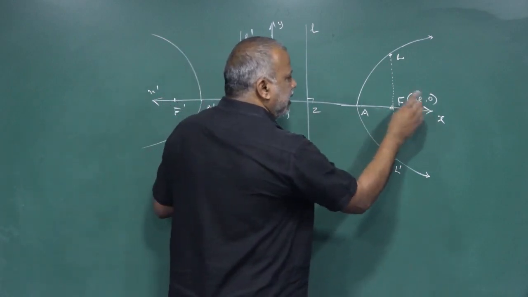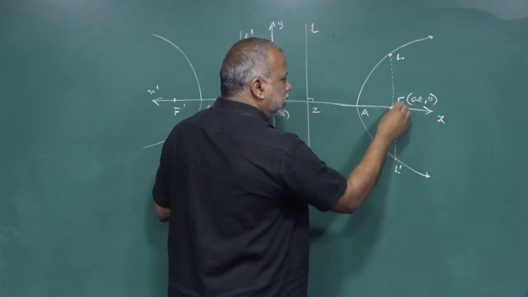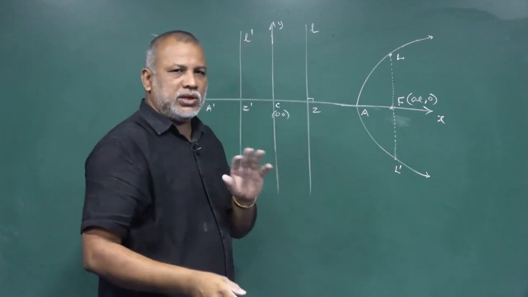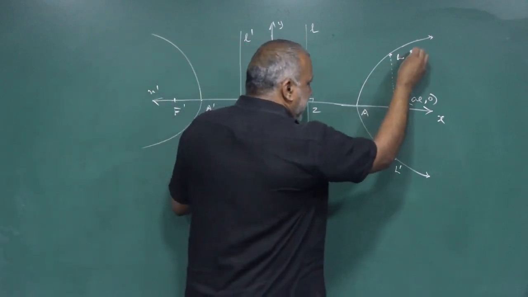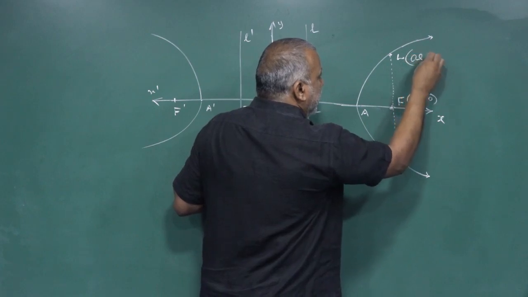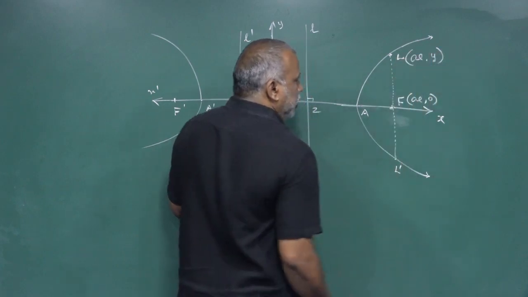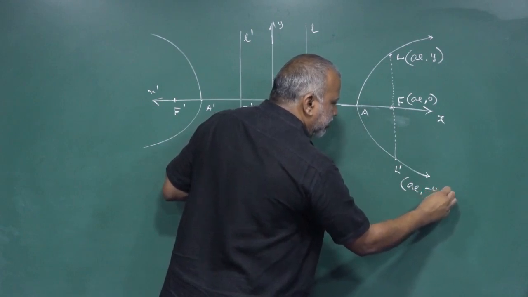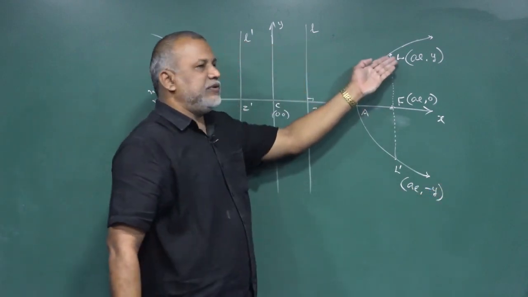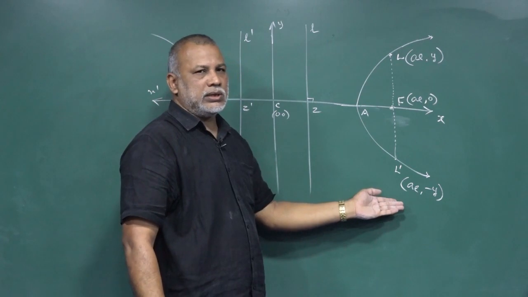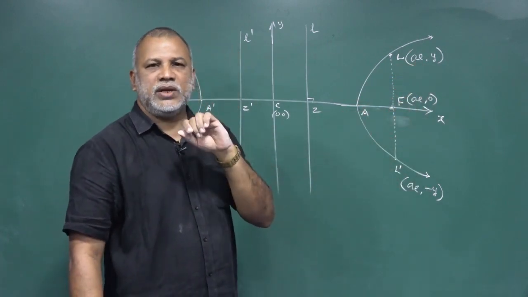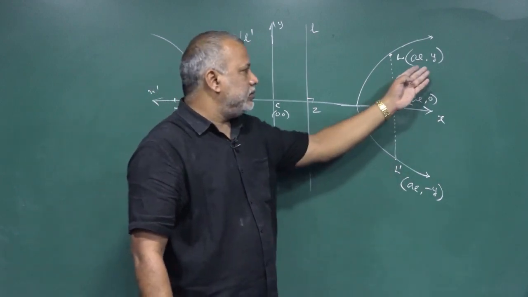Now F is (AE, 0). We already know this focus of the hyperbola as well as the ellipse. Both are (AE, 0) only. This L must be (AE, y), the y value is unknown. This L dash must be (AE, minus y). It lies in the first quadrant, and the other in the fourth quadrant. So we need to find the value of y. That value is unknown. How are we able to work out the value of y?